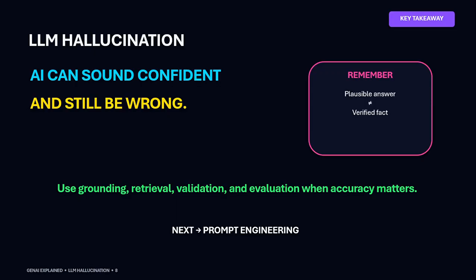So now for a final key takeaway, LLMs can sound confident even when they are wrong. That's what we call hallucination. And when accuracy really matters, we can use techniques like RAG, grounding, validation, and evaluation to improve reliability. So remember this one line. Plausible answer does not always mean verified fact. And that's what LLM hallucination means.